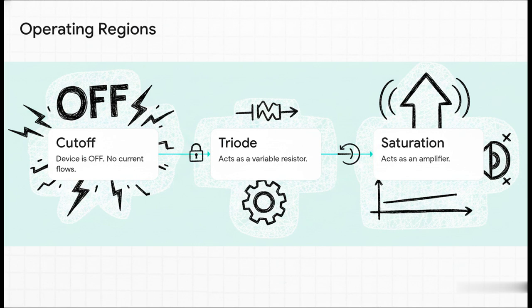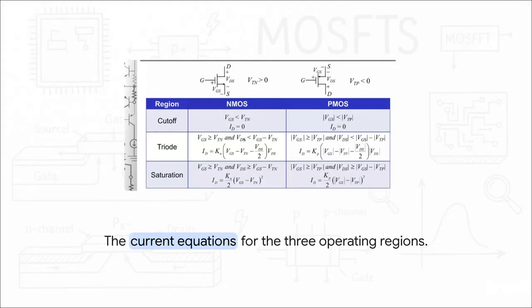Step 2 is the triode region. Here, the channel has formed and the device basically acts like a variable resistor. Step 3 is the saturation region. The current hits its peak and just remains constant, fully blasting and allowing the device to act as a powerful amplifier. These are the mathematical models for those 3 regions for both NMOS and PMOS.